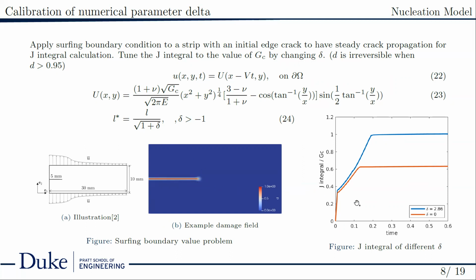Here's an example of the J-integral curves for different delta values. The plateau at zero delta and how sensitive the plateau is to a change in delta are different for different sets of material properties and mesh size. But the general picture is that the J integral value at steady propagation increases as delta increases. And here, if I chose a delta value greater than 2.86, the J integral over Gc will end up being greater than 1.